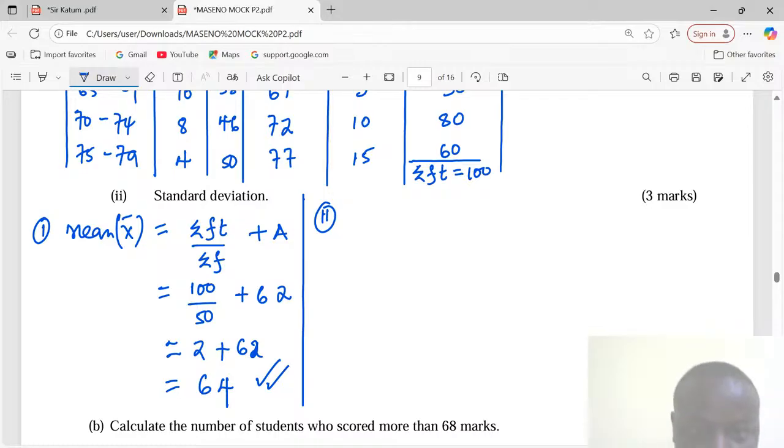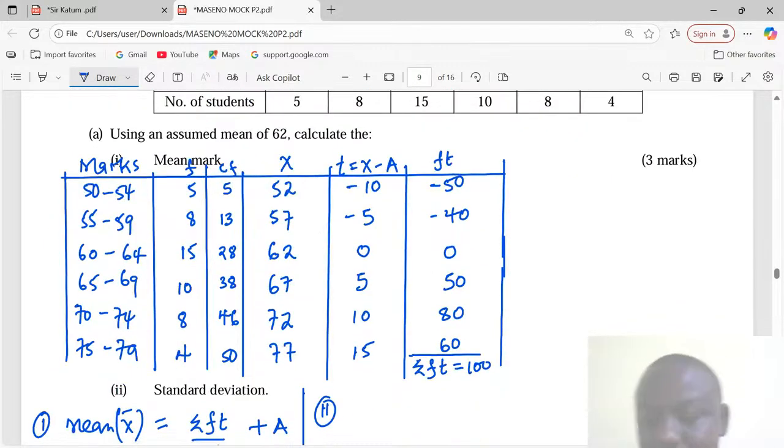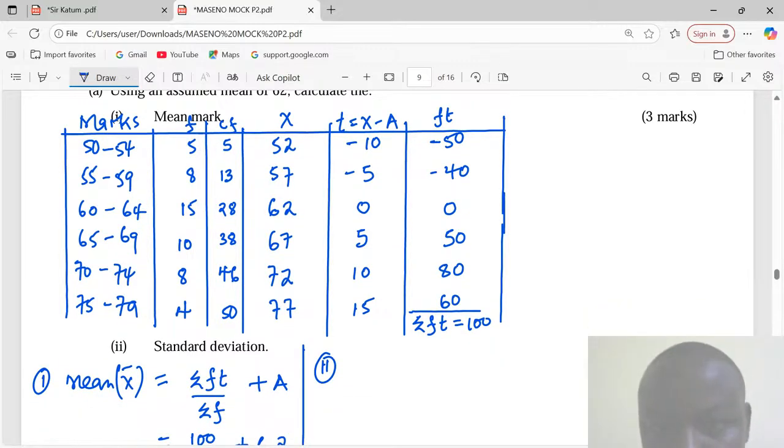Okay, we check the next question. We need now to find the summation of. In the process of finding standard deviation, we must pass through what we call the variance.